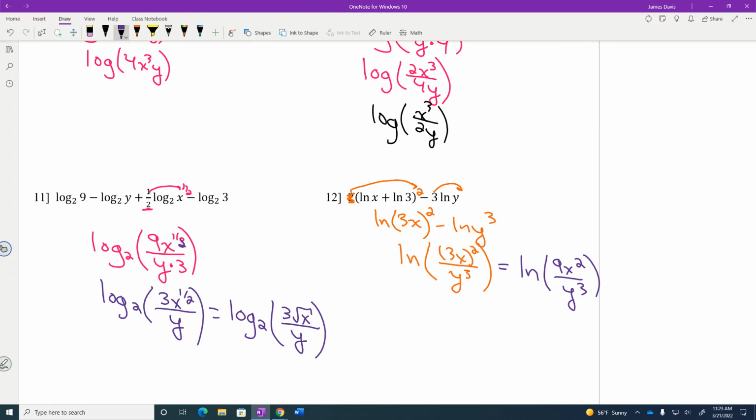Now, make sure you note that this whole thing is squared, okay? Not just the x or just the 3, it's the whole thing squared. So that's why you've got to square both. Square 3 is 9, square x is x. That's where those parentheses come into play.